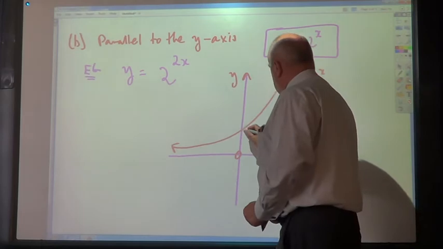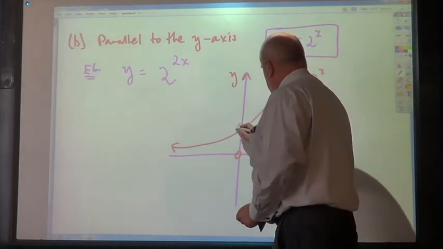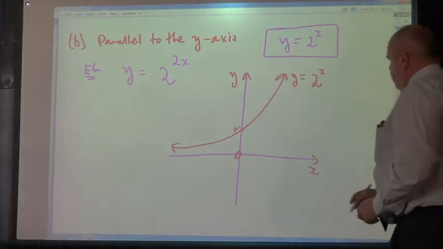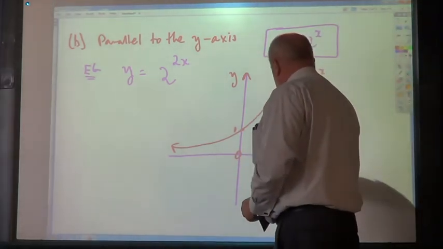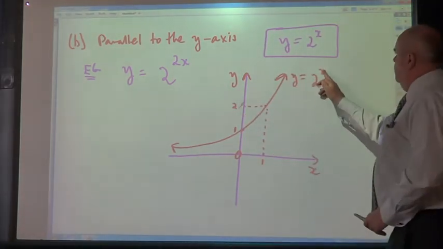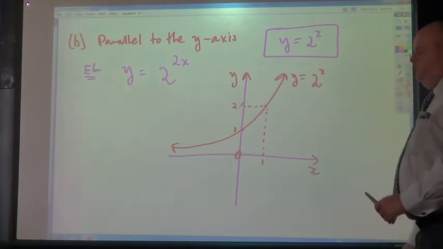Again, we know that that coordinate would be 0, 1, and if I had 1 here, it would be 2 there, wouldn't it? Because 2 to the power of 1 is 2.